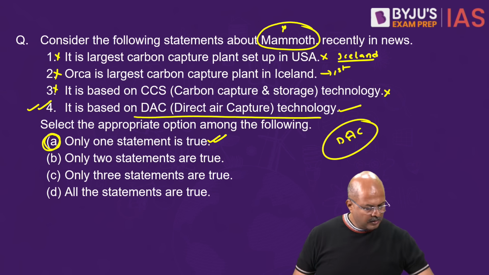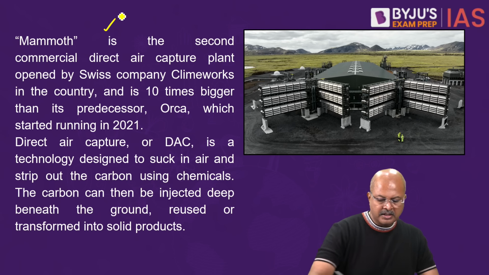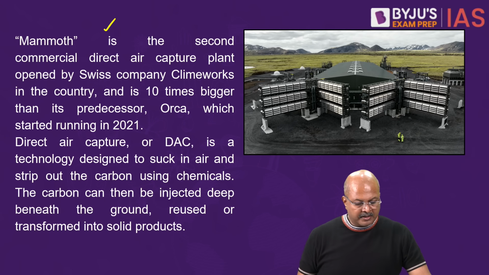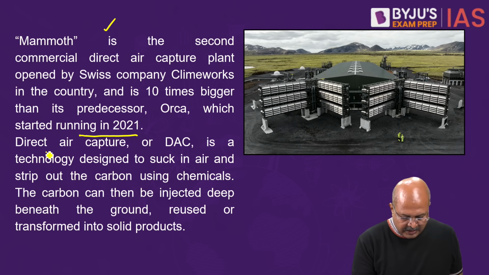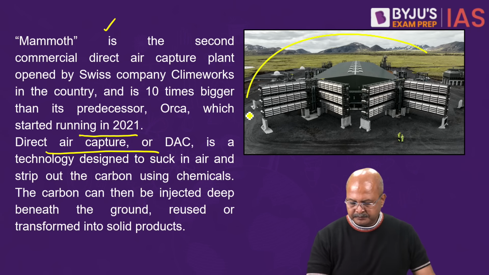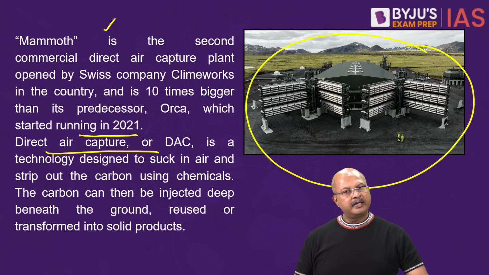Right. Now some write-up of that. Mammoth is the second commercial direct capture plant compared to that of Orca, and it is a direct air capture.